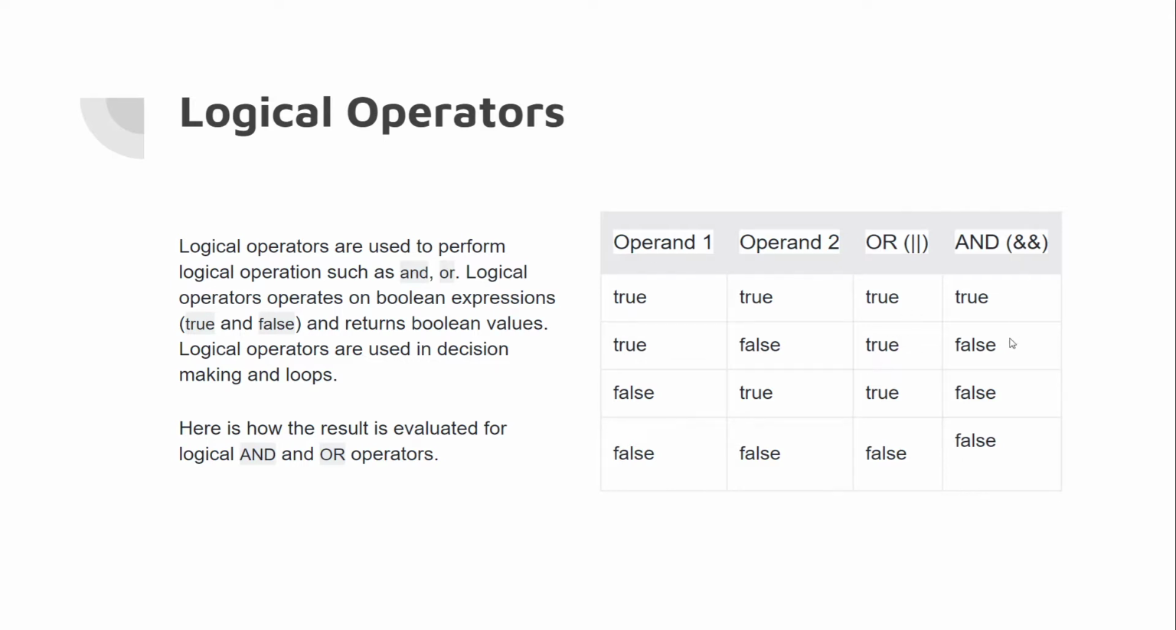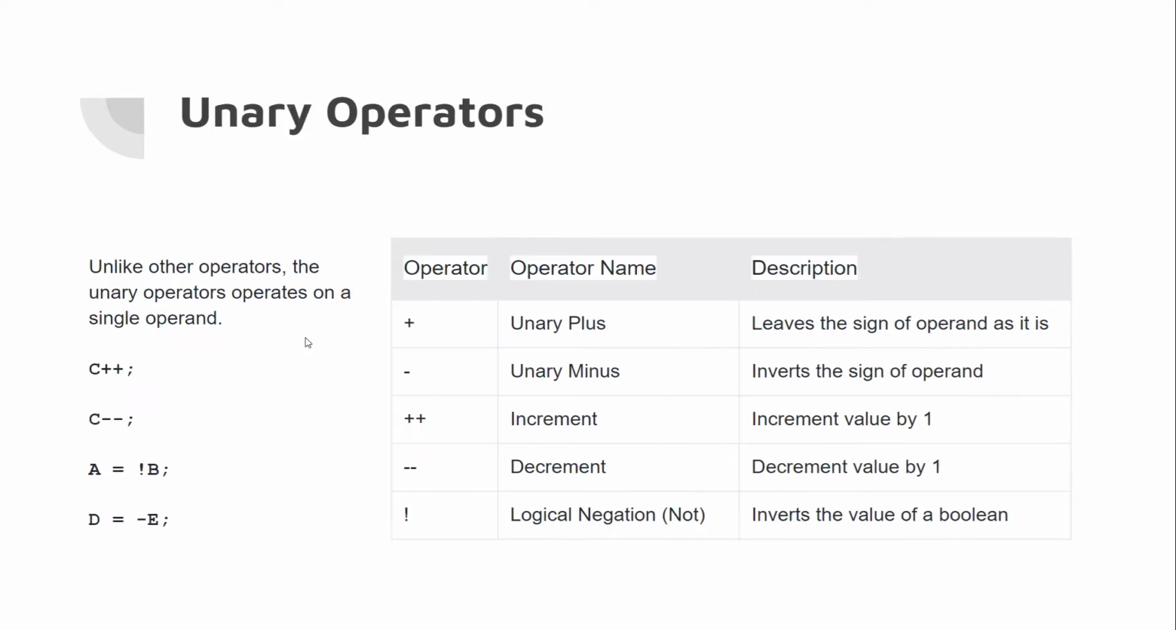But and is false. You can't say true and false, that's false. Only true and true is true. Then we get into the last case where both operands are false. False or false is false, and false and false is also false. So these are hopefully pretty straightforward. They're going to be very, very useful.